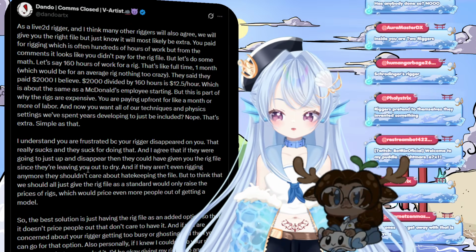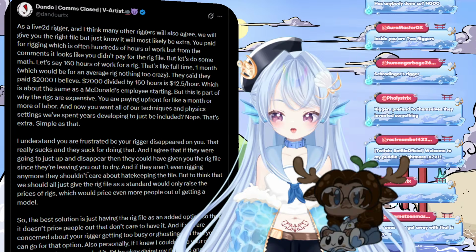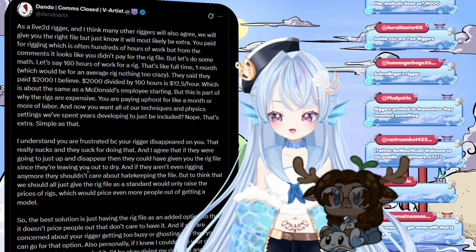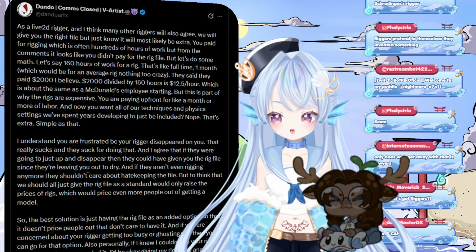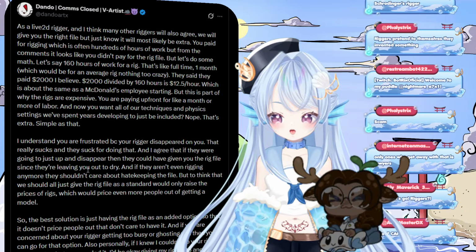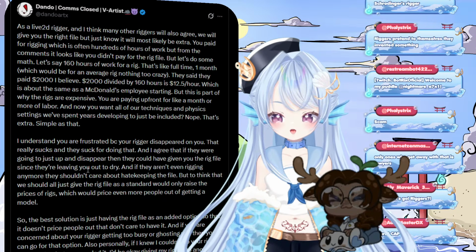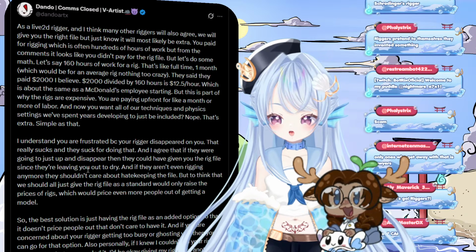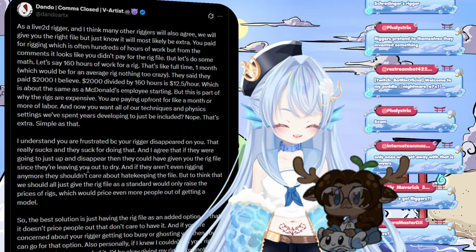I understand you're frustrated because your rigger disappeared on you. That sucks, and they suck for doing that. And I agree that if they were going to just up and disappear, they could have given you the rig file since they're leaving you out to dry. And if they aren't even rigging it anymore, they shouldn't care about gatekeeping the file. But to think that we should all just give the rig file as a standard would only raise the prices of rigs. Why would it raise the prices of rigs? Which would price even more people out of getting a model.